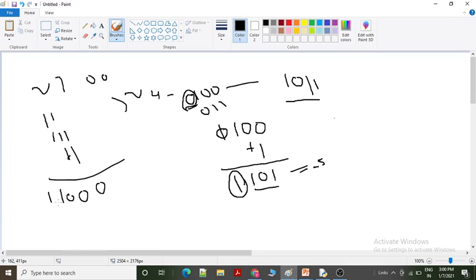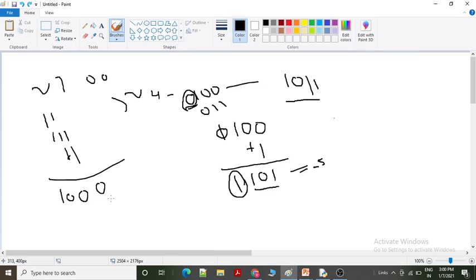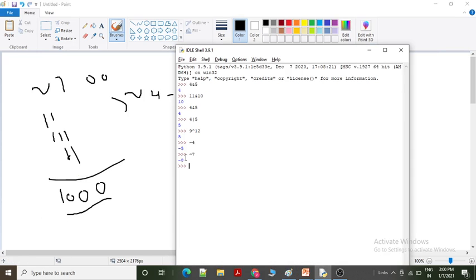So let's check the output first. Here we can see that the output of 10000 is 8, so it will be presented as minus 8. So this is the performance of your bitwise not operator, which will perform the data in this way.